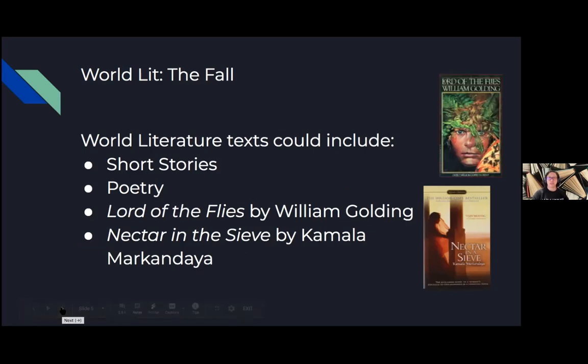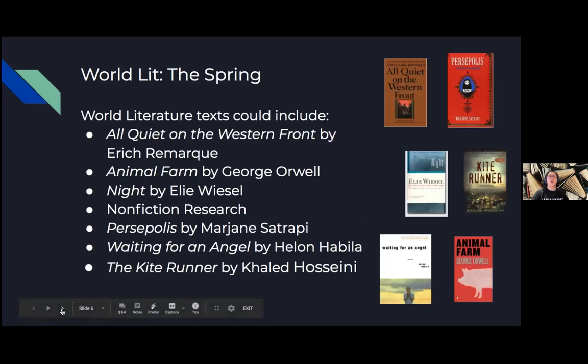In the spring, we will be looking at The Hope for Humanity, and we could be reading All Quiet on the Western Front by Erich Remarque, Animal Farm by George Orwell, which is about animals overthrowing their master on a farm, Night by Elie Wiesel, dealing with the Holocaust and a first-person memoir, nonfiction research, Persepolis by Marjane Satrapi, about a young woman during the Iranian Revolution who has to figure out what it means to still be her.